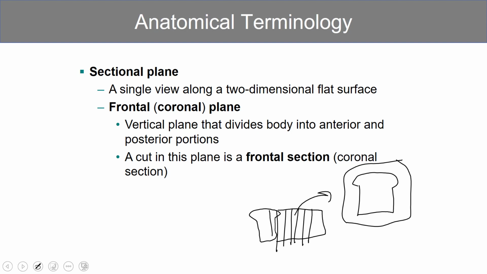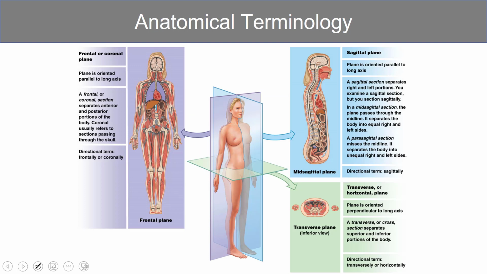So we can cut this loaf of bread in a number of different planes. A frontal plane is a vertical plane that divides the body into an anterior and a posterior portion. A cut in this particular plane is called a frontal section, sometimes called a coronal section. If I advance a couple of slides, we can actually see that over here. So we have the frontal or coronal plane. That's a cut that divides the body into anterior and posterior halves. So this is a frontal section right here.